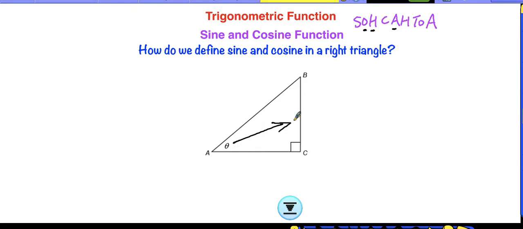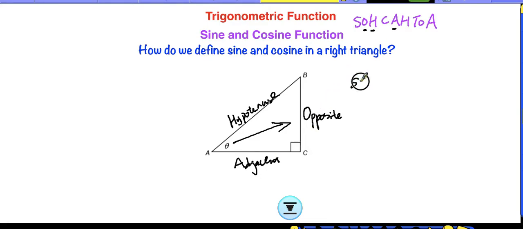We use theta to label the sides. The side standing in front of theta is the opposite, meaning the opposite side of the angle. The longest one, which is also opposite the right angle, is the hypotenuse. And the remaining side, which is one part of this angle, we call the adjacent. Okay? So that's how we label the three sides.